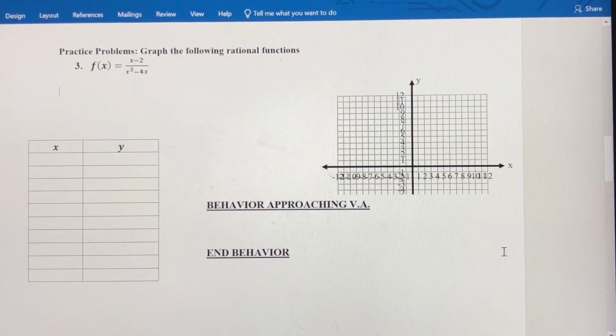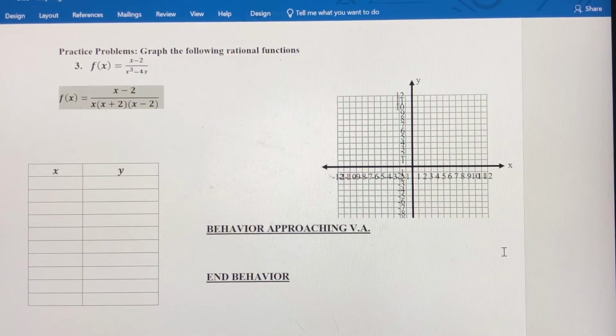All right, so this video is going to cover problem number 3 here, another example of graphing rational functions with removable discontinuities. Our function is f of x equals x minus 2 over x cubed minus 4x. As always, the first thing we want to do is factor. In the denominator we can factor out a common factor of x, which leaves us with x squared minus 4, which is difference of squares. So the complete factorization of that denominator would be x times x plus 2 times x minus 2.